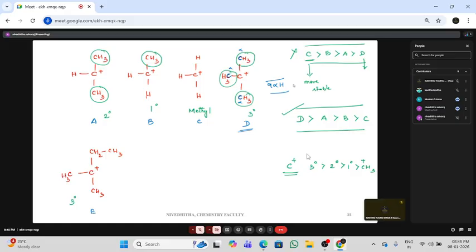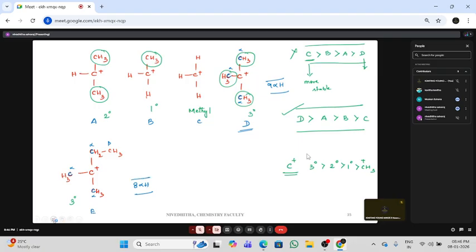In compound D, we count the number of alpha hydrogens. This is the carbon directly attached to the positively charged carbon, so this is alpha carbon. This is alpha carbon. This is also alpha carbon. This is the carbon attached to the alpha carbon, so it is called beta carbon. Now, please count how many alpha hydrogens are there in compound E. 8, ma'am. Yes.